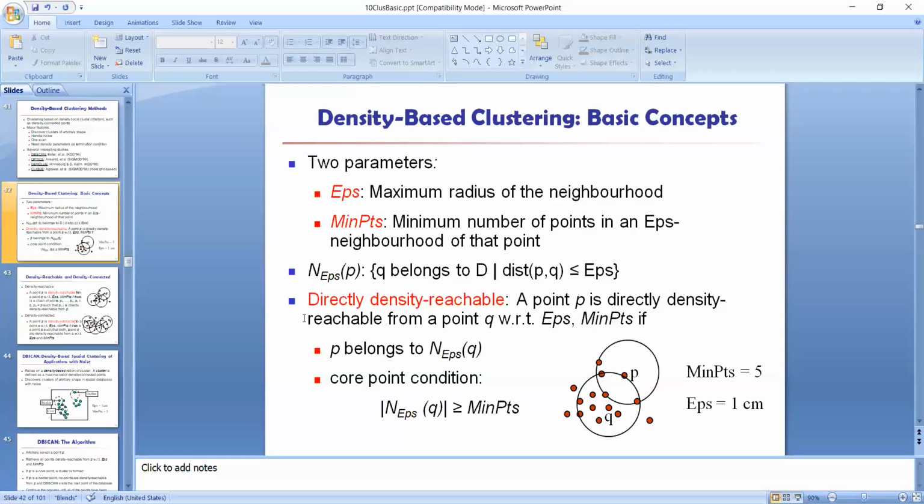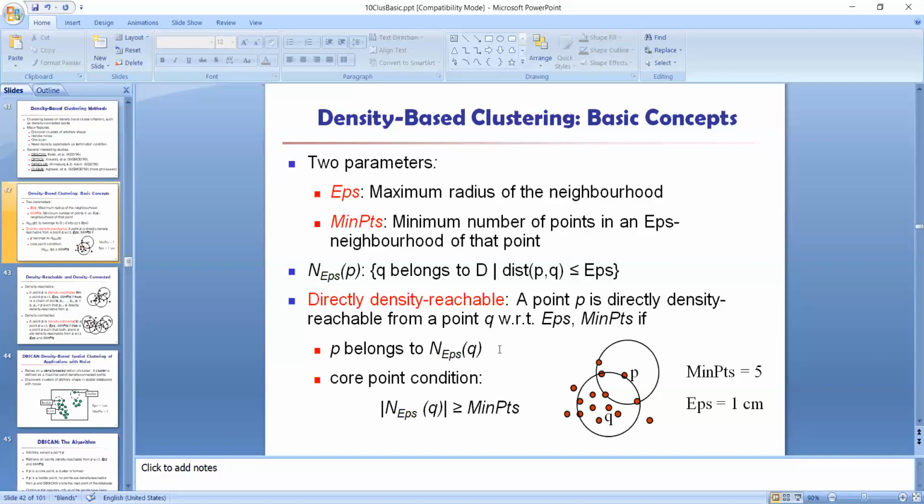Another concept in density based clustering is directly density reachable. So what do we mean by directly density reachable? A point P is directly density reachable from a point Q with respect to the given epsilon and minimum points if P belongs to the neighborhood of Q, and Q must be a core point.